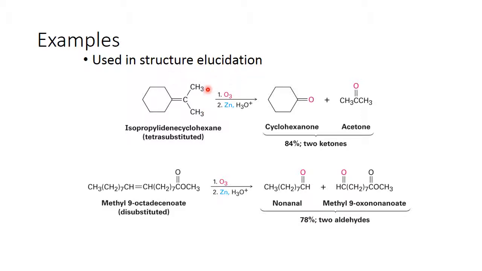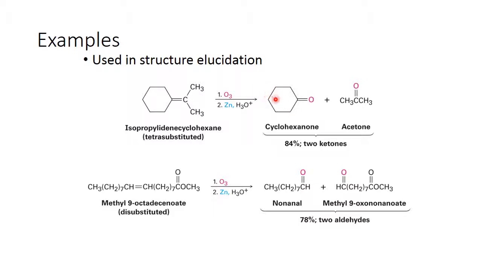So when we use this reaction to figure out the structure of something, we're using the results of the reaction to shine light on a structure. If I take a structure and react it with ozone and zinc acid, then look at the structures of the products, and I did not know what this is, and I end up getting cyclohexanone and acetone, I can deduce by thinking backwards what the compound was.